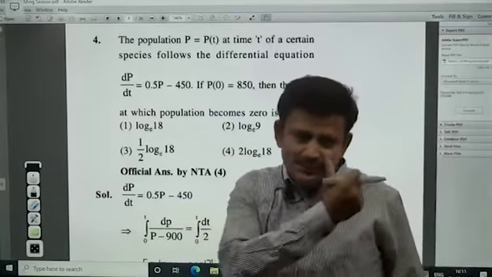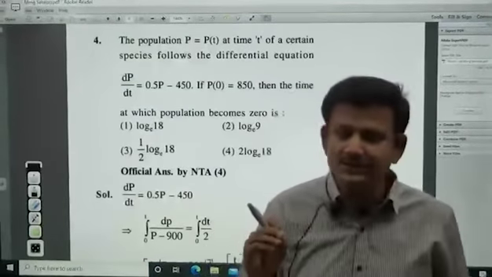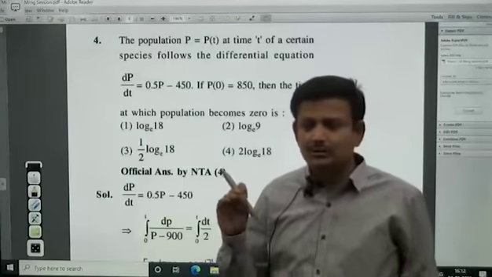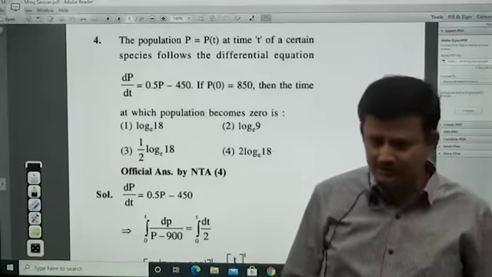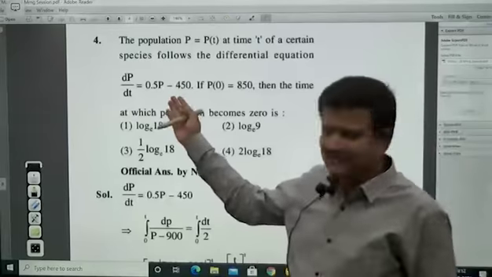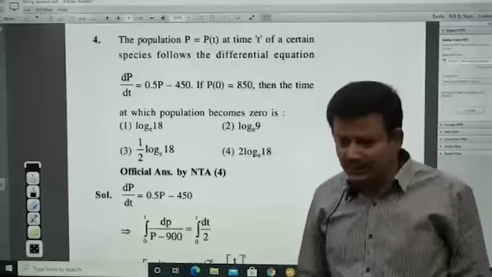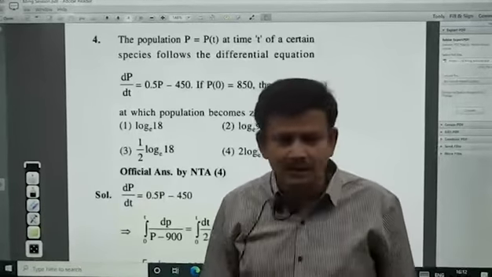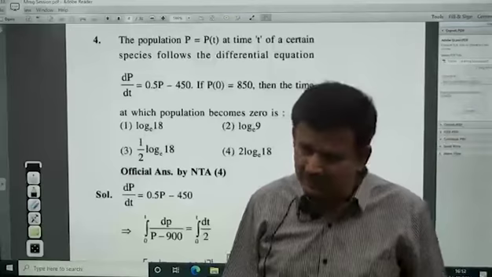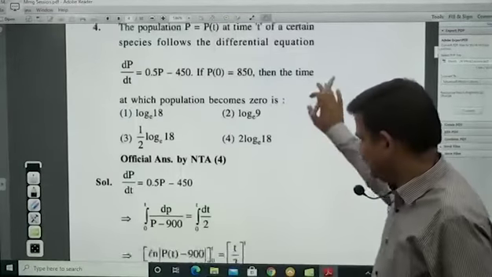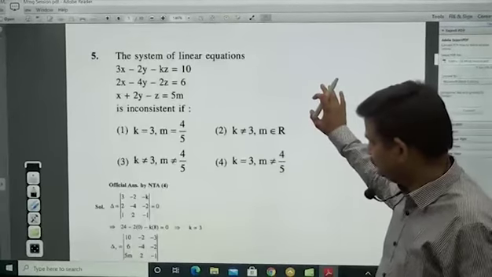Population P, differential equations, you will get standard questions, either variable separable or a linear differential equation, simple linear. So this is the regular type of questions which are being asked. So this is a basic linear equation. Simple integration. Take the P term this side, the T term this side, integrate on both sides. You have log of (0.5P - 450) equals T plus some constant. To find that constant, P(0) is 850 given, you will get the constant, everything is simple from there. So not again a very complicated question. That is what you need to do and that is what is being done.